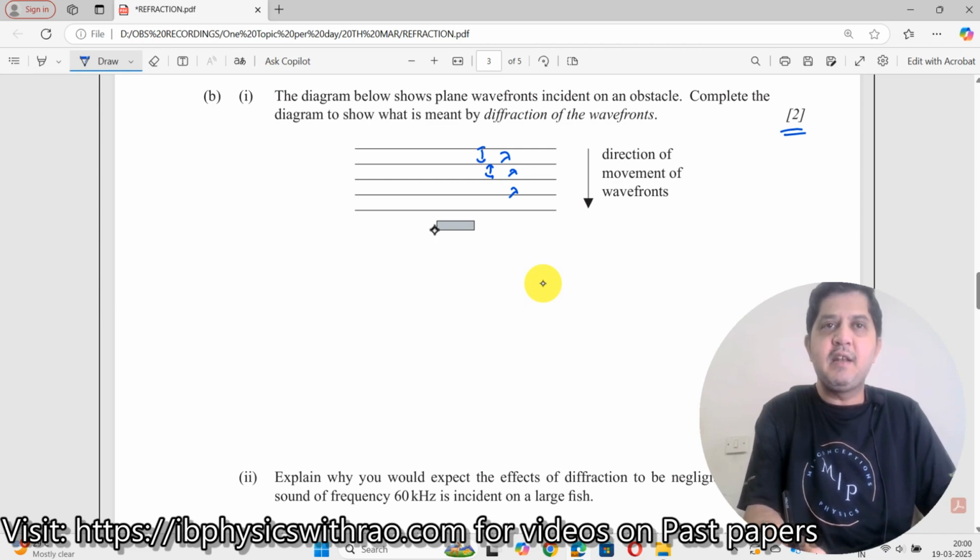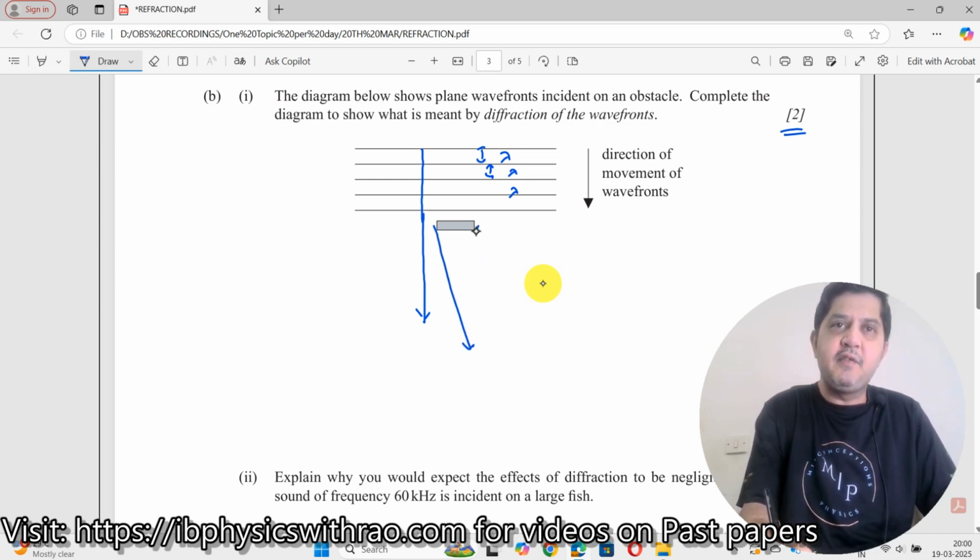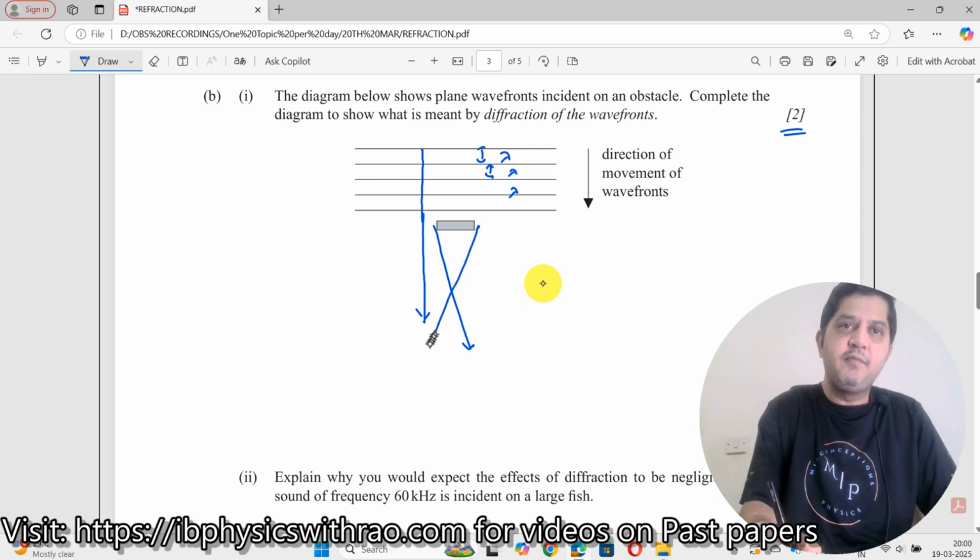Now how does it bend? It will bend like this. So the rays are now coming like this over here. This ray will just go like this. But at this point, one ray will go like this, and the other ray at this point will now go like this over here.